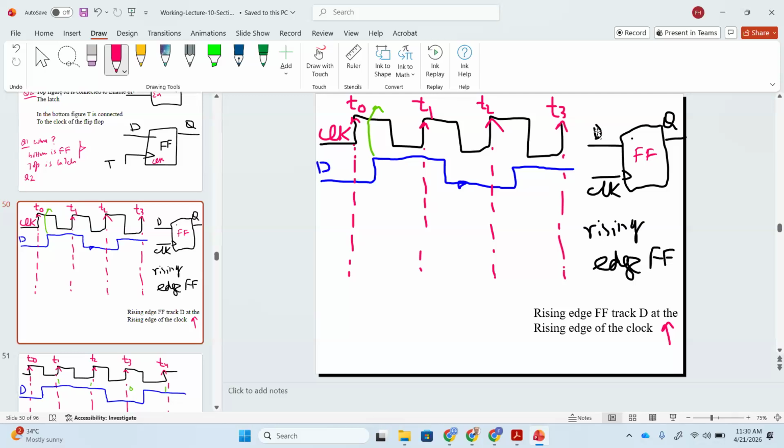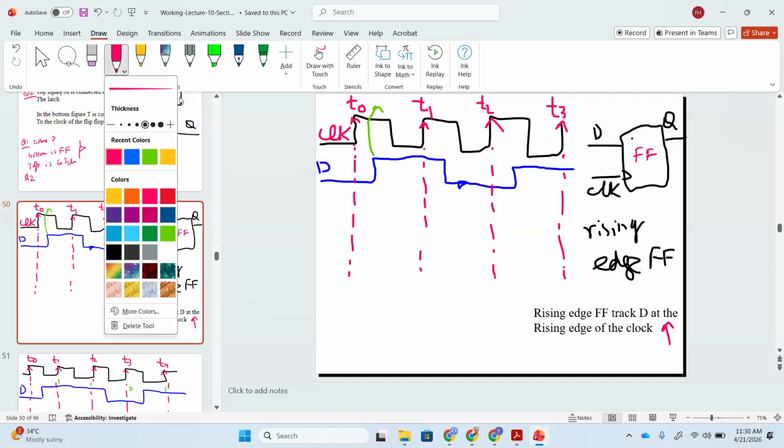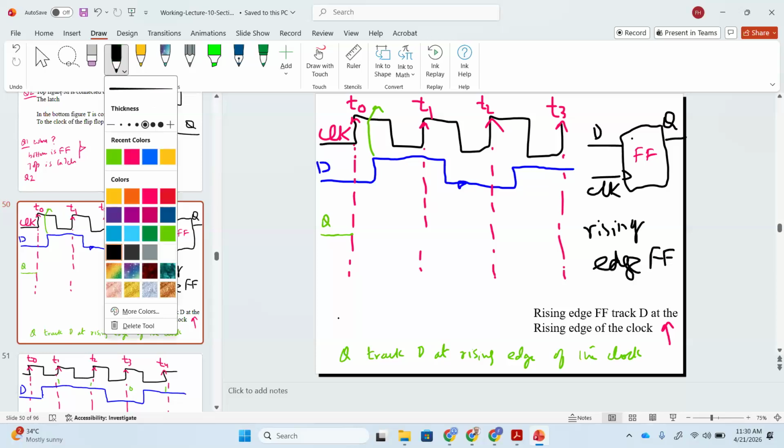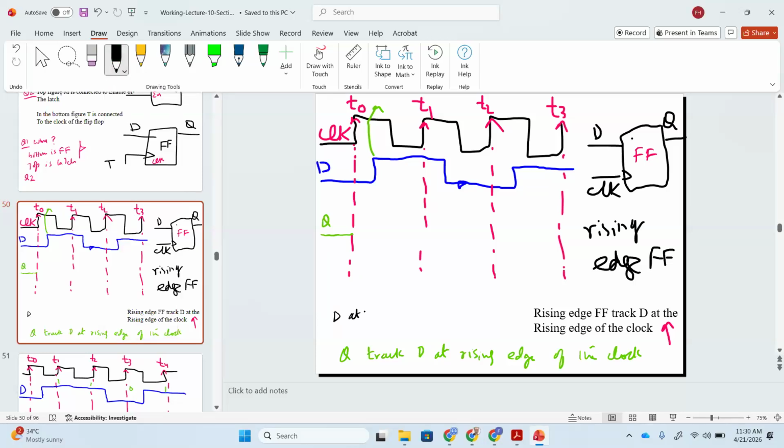Now what is the behavior of the flip flop? Q tracks D at the rising edge of the clock. This is the behavior of a flip flop. Let's assume the initial value of Q is 1 here. Now we have the rising edge of the clock. What is the value of D at T0? Anyone may answer.